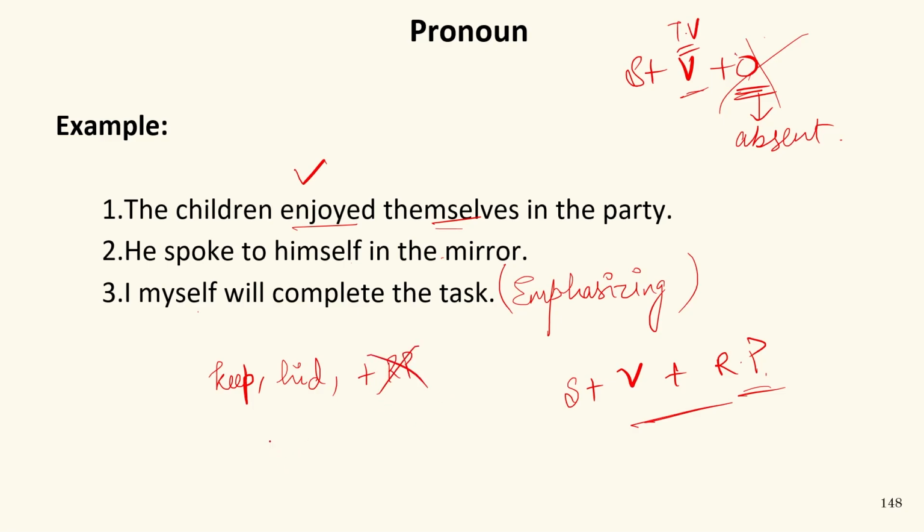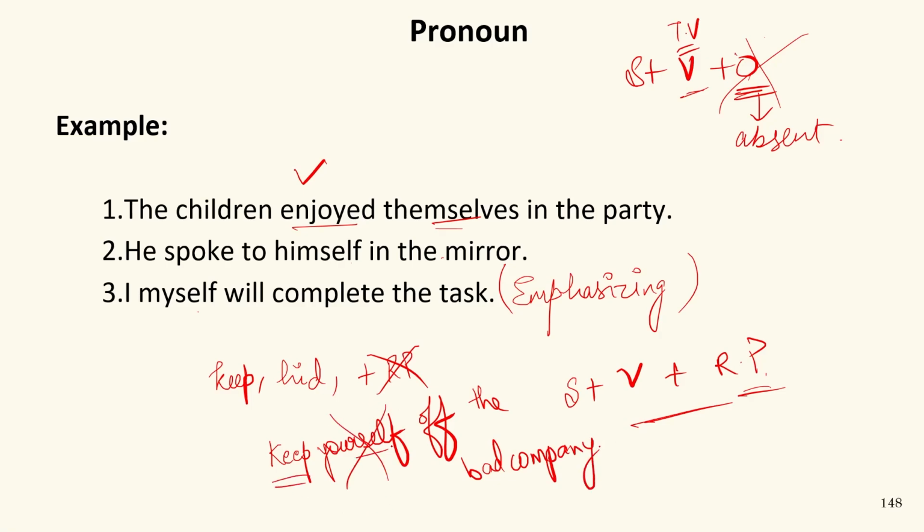For example, keep yourself off the bad company. Now, this sentence is incorrect because we do not use yourself with the word keep. It should be keep off the bad company. It means you should be away from the bad company.